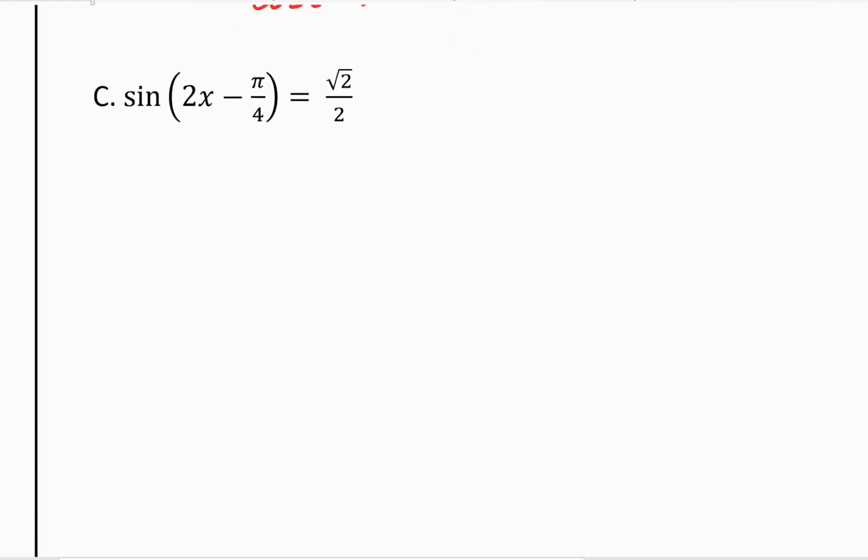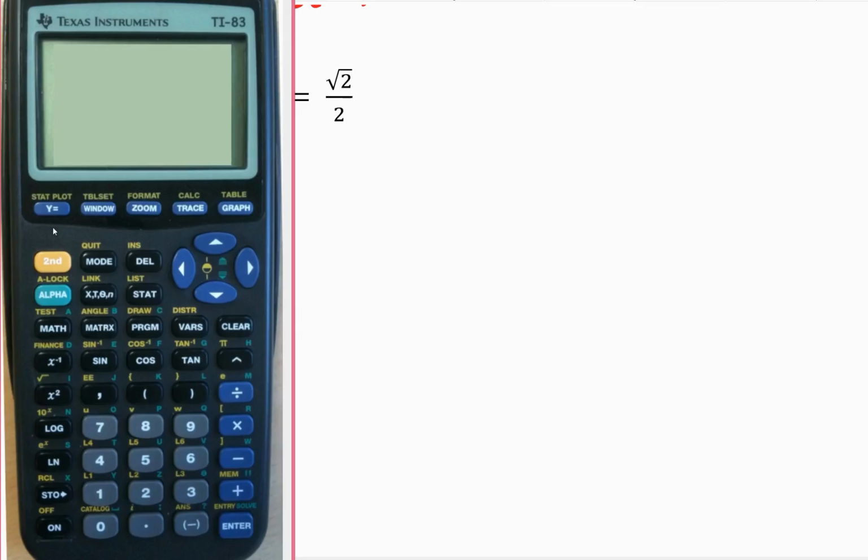Well, think about our transformations for a minute. The 2x in here is going to horizontally shrink it by a factor of 2, and the minus pi over 4 is going to shift it to the left by pi over 4. So let's first get a handle on how many solutions we're going to have.